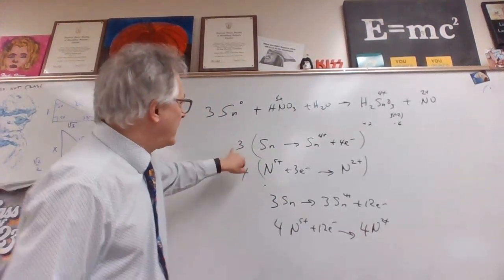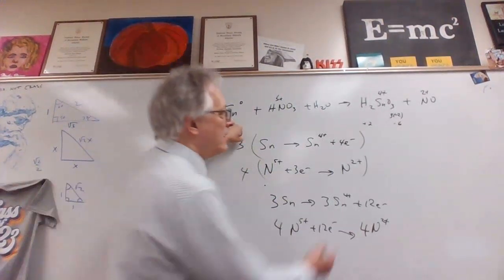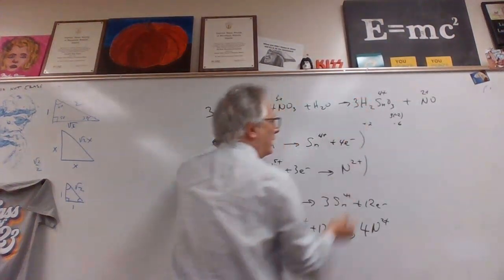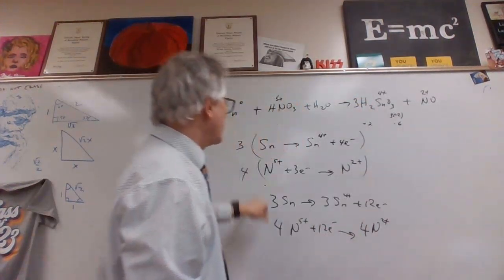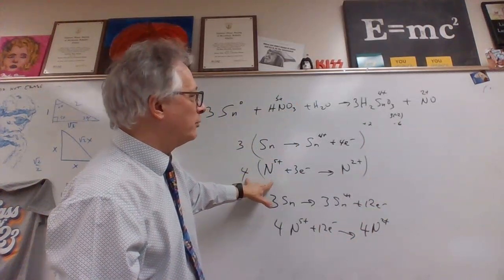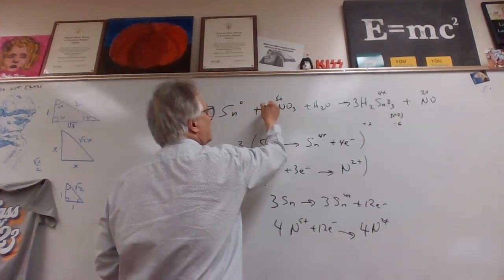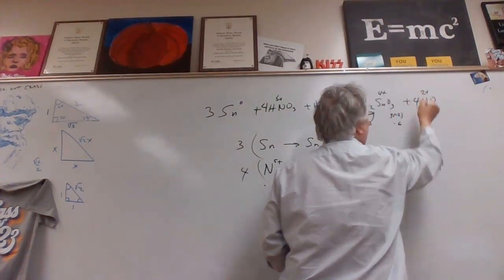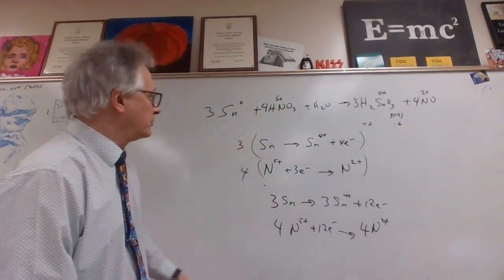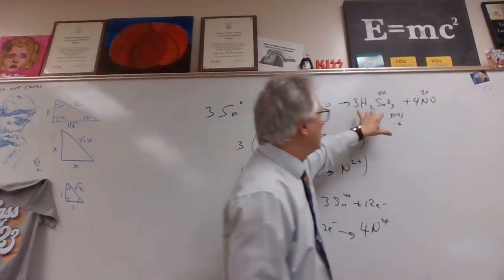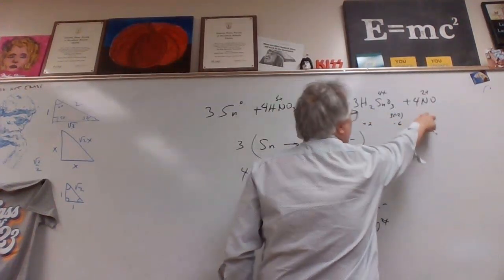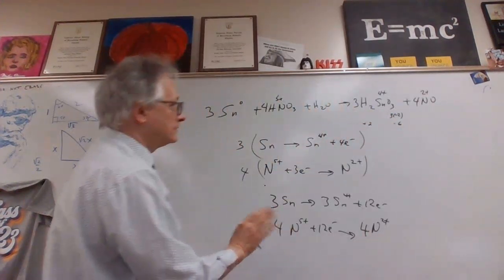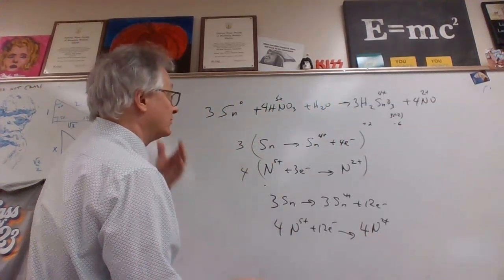Anyway, so I took my 3, I put it in front of the tin there. I'm going to put a 3 over here, okay? So I have 3 tins on this side, 3 tins on that side. Now everywhere I see a nitrogen, I'm going to put a 4. Put a 4 here, and a 4 here. And let's take stock of where we are so far. 3 tins, good. 4 nitrogens, good. Now let's make sure everything else looks good here.